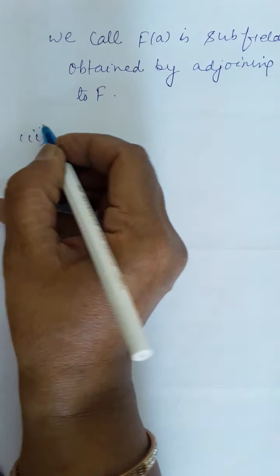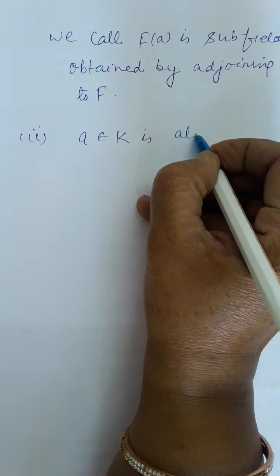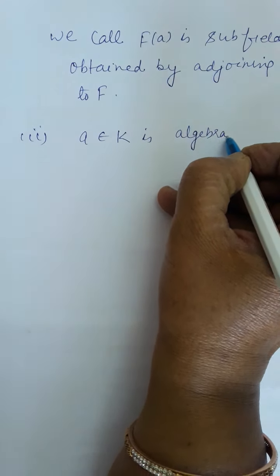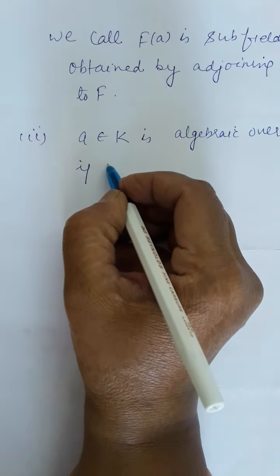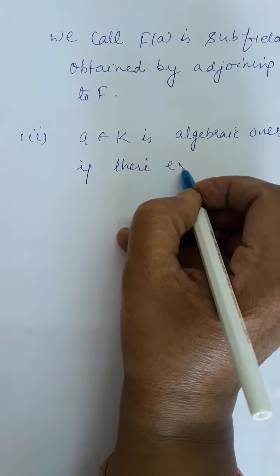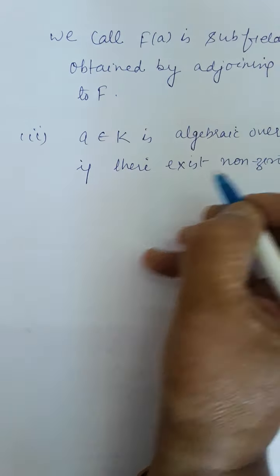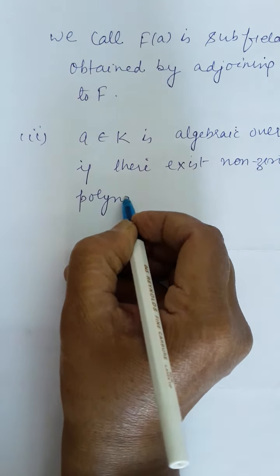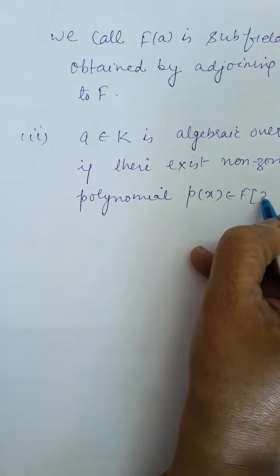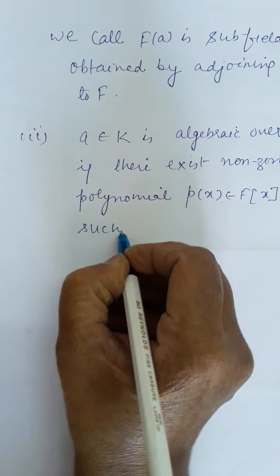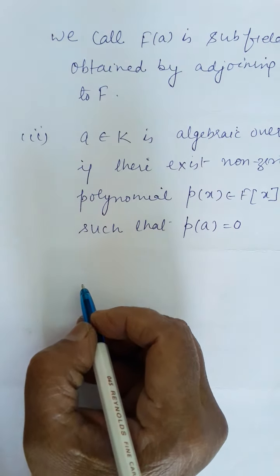Now the second terminology: a belonging to K is algebraic over F if there exists a non-zero polynomial p(x) belonging to F[x] such that p(a) is equal to 0.